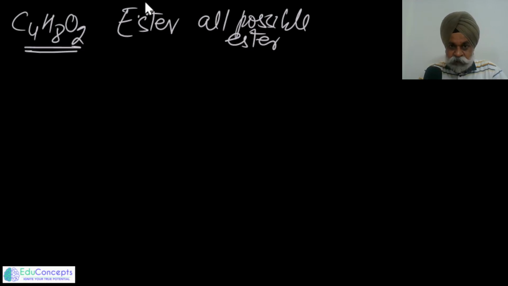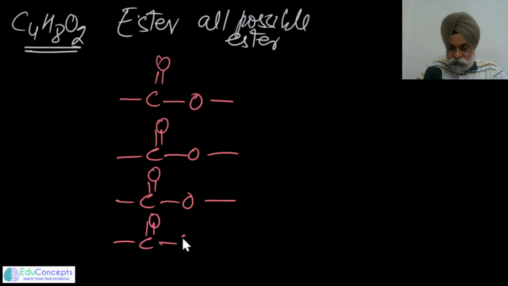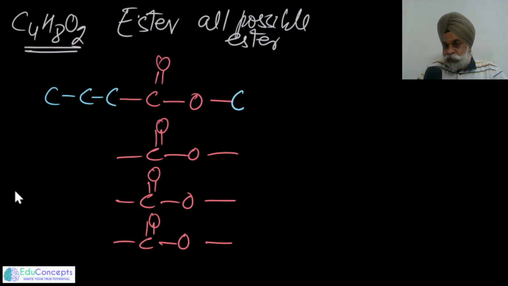So what we have said, ester is having this functional group, the functional group which you always would have with an ester. And around this ester, if you keep on changing the nature of the alkyl group, let's say I started like this, there are 3 carbons here, 1 carbon here.